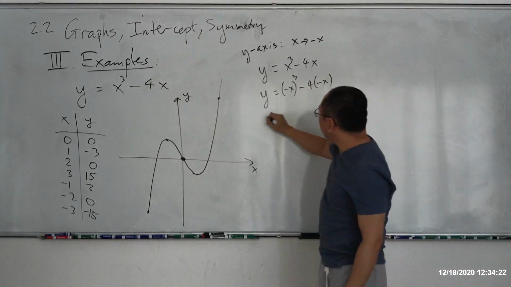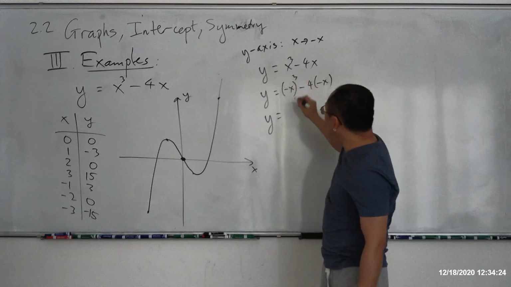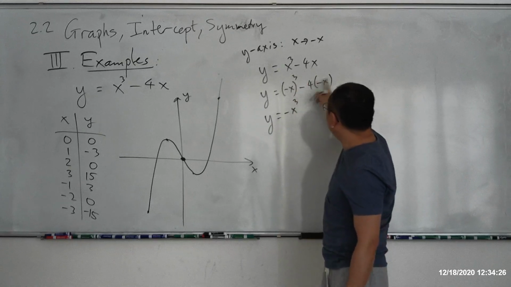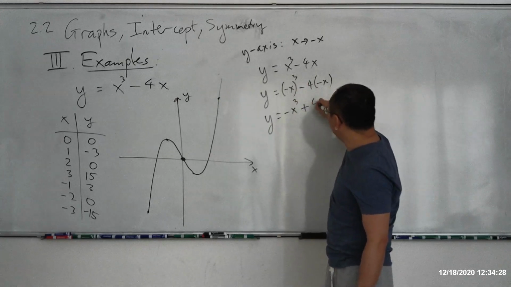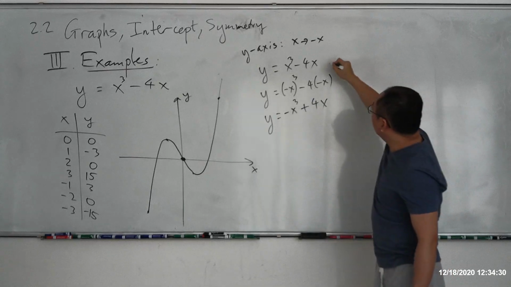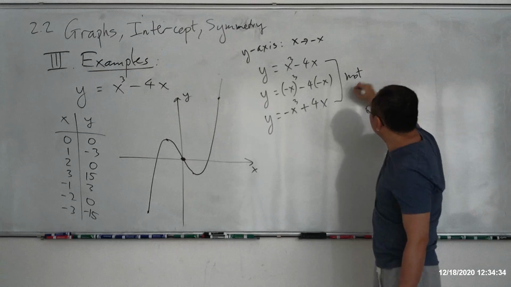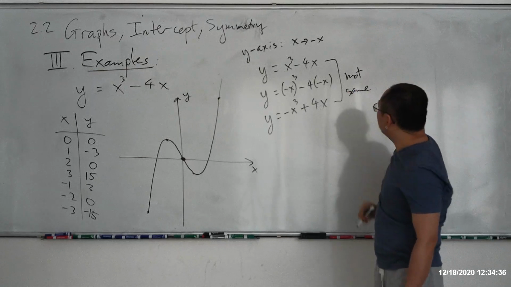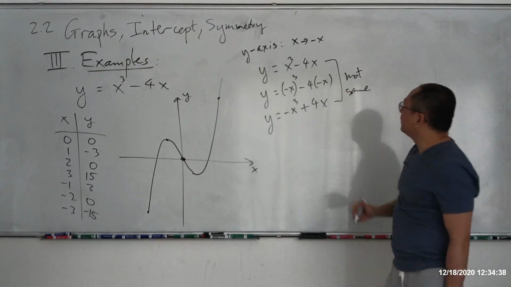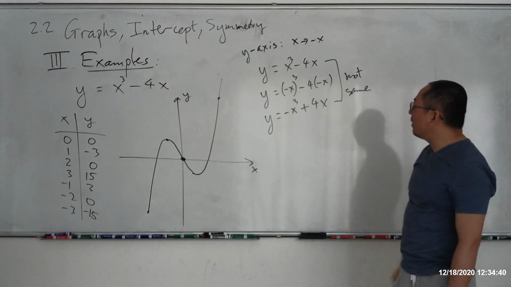And let's simplify. Cubed negatives still stay negative. And then -4 times -x is plus 4x. And look, the original equation and the new equation are not the same. Okay, it's different. So what? It's not symmetrical about the y-axis.